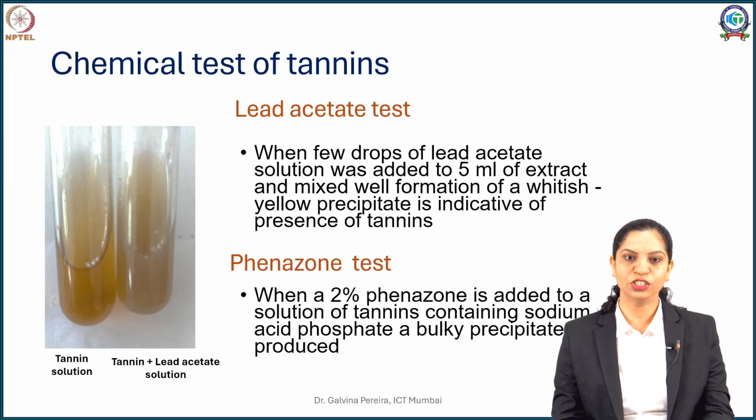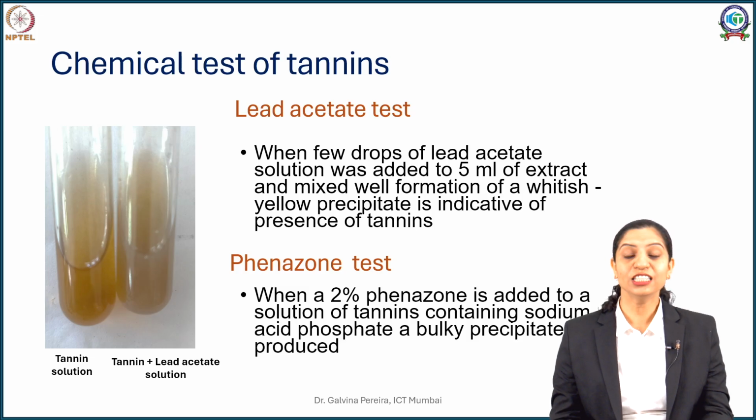Another test which is indicative of tannins is the phenazone test. If you take a tannin solution and mix it with sodium acetate phosphate, boil it, filter it and then cool it, then after cooling, when you react it with 2% phenazone solution, you get a bulky precipitate. That is also indicative of the presence of tannins in your solution.